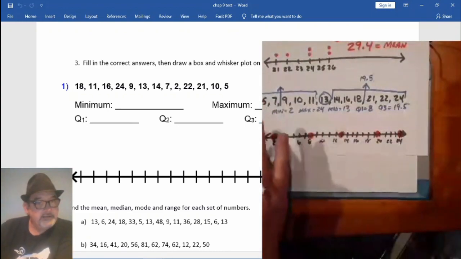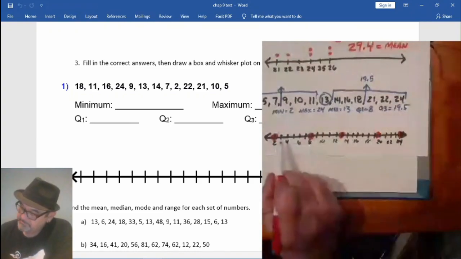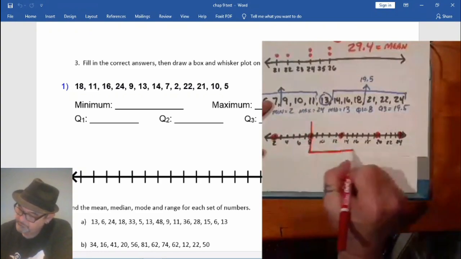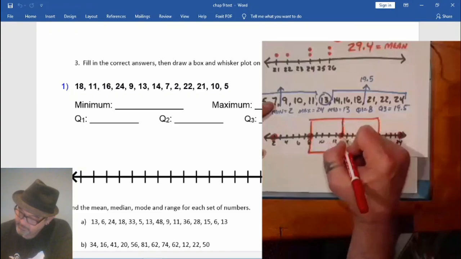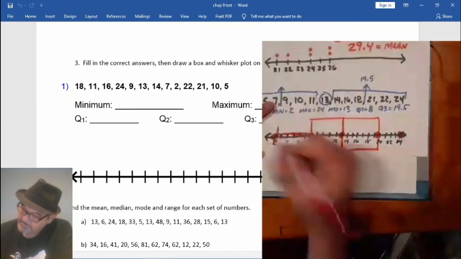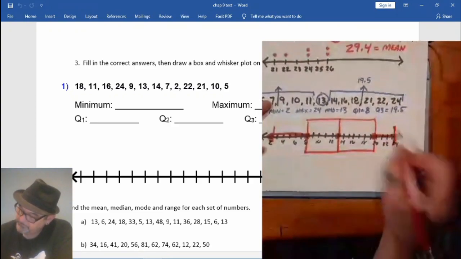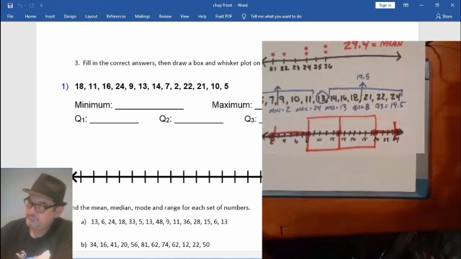Now remember, our box is the 3 points in the center. In the middle, these 3 points make up our box. So, go like that. There's our box. We draw a line through our median. And for our whiskers, a line there and a line right there. Okay. And there you go, guys. Box and whisker plot. Pretty easy.